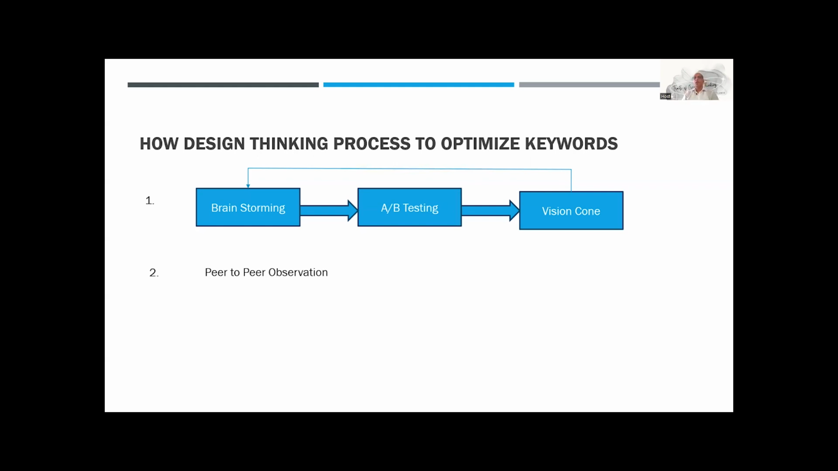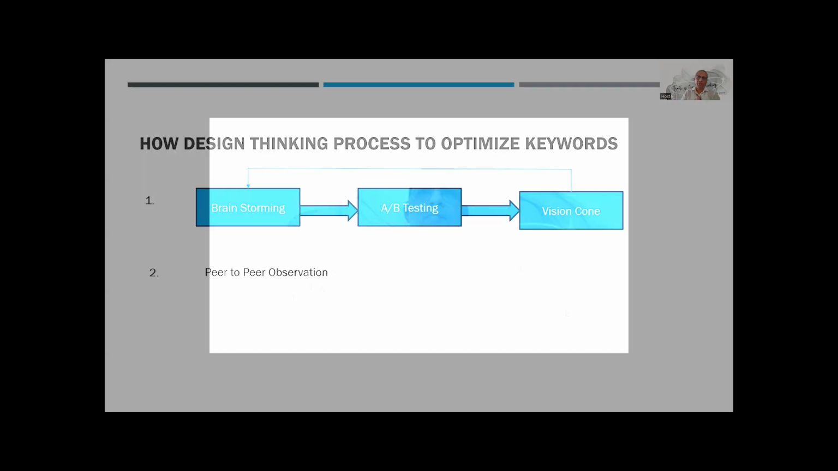Okay. Now next is peer-to-peer observation. Here we are focusing on only one thing: what other organizations providing the same product or service to the end user are doing, and which keywords they are using. It is good to have the knowledge of what other organizations are using. So that is peer-to-peer observation.